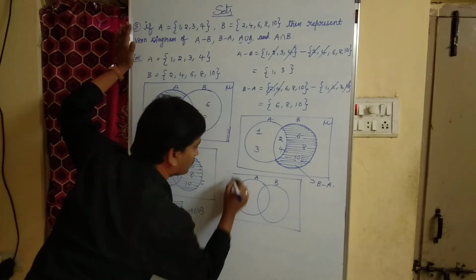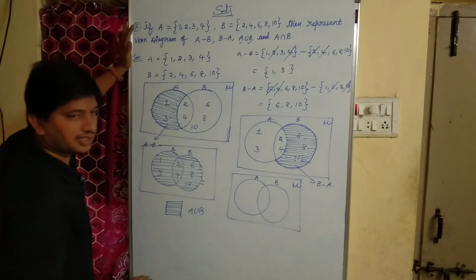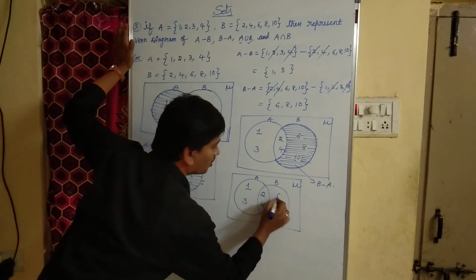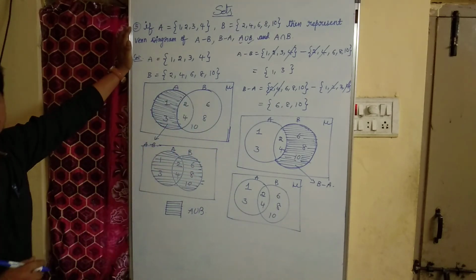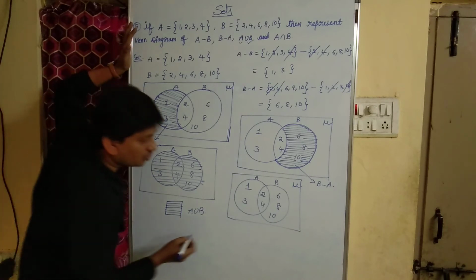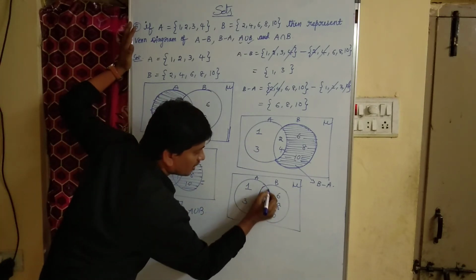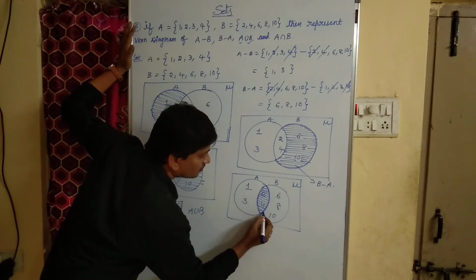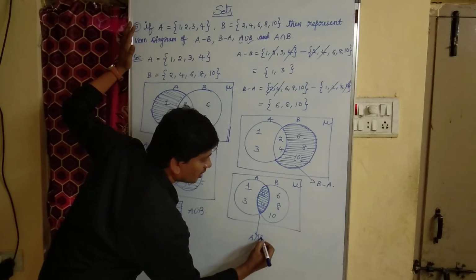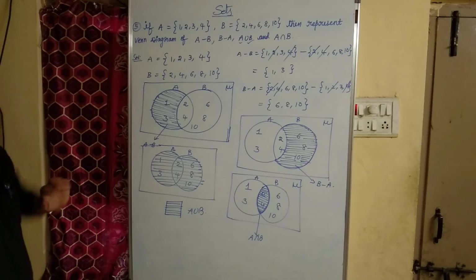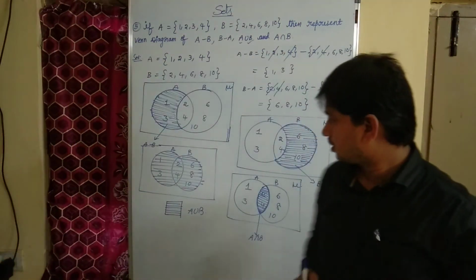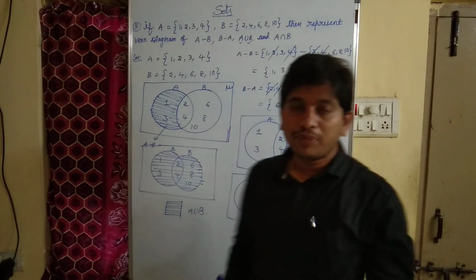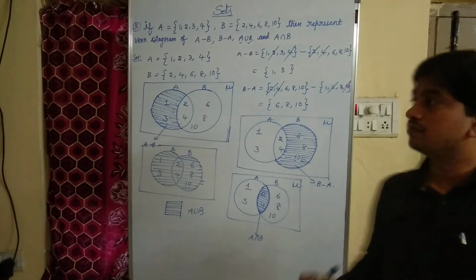Whereas A intersection B: A, B, this is the universal set. The common elements are 2, 4. Elements of A are 1, 2, 3, 4. Elements of B are 2, 4, 6, 8, 10. A intersection B, as I told you, is what is common for both set A and set B. This is common for both set A and set B. So this part is our A intersection B. So they may ask questions like this: A union B, A intersection B, A minus B and B minus A by using a Venn diagram. Okay, children.